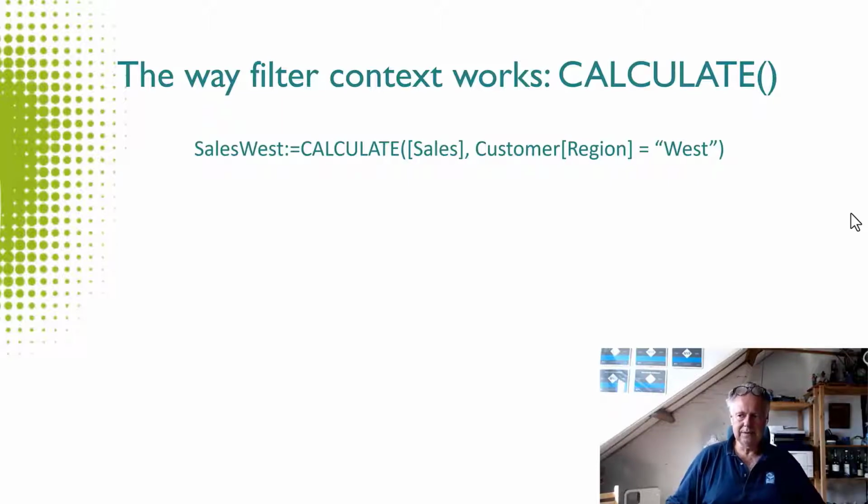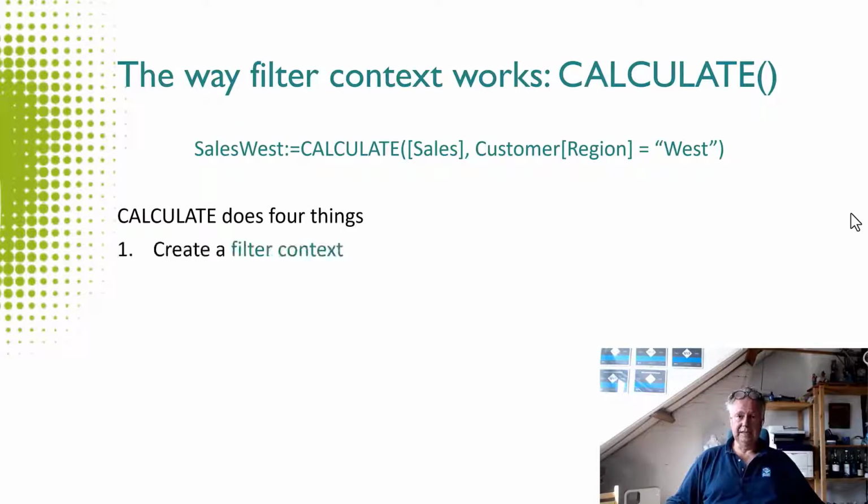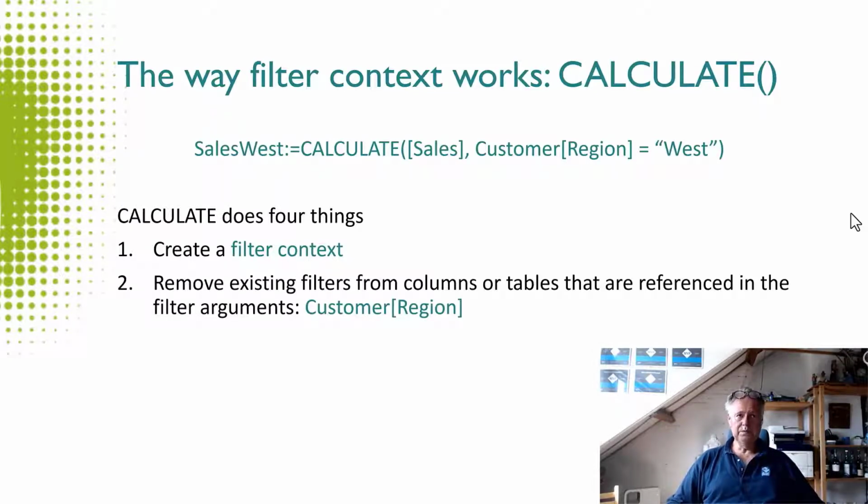Now, what does CALCULATE do? To start with, it does four things. The first thing it does is create a filter context. That means if you look at the table, each row in a table will then be a filter. The second thing is that it will remove filters from columns or tables that are referenced in the filter arguments. In this case, for Customer Region, if there is any filter on that column, it will be removed.